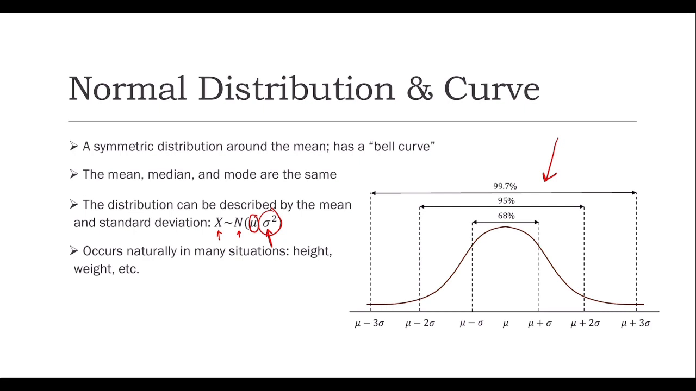So for your normal distribution, 68% of the data will be between one standard deviation plus or minus the mean. So mu plus or minus one standard deviation will have 68%. And then if you add two standard deviations, mu plus or minus two standard deviations, that'll have 95% of your data. And then if you go 3 standard deviations away from the mean, you'll have 99.7% of your data. So these are good numbers to remember. It's also called the empirical rule, the 68, 95, 99.7 rule.